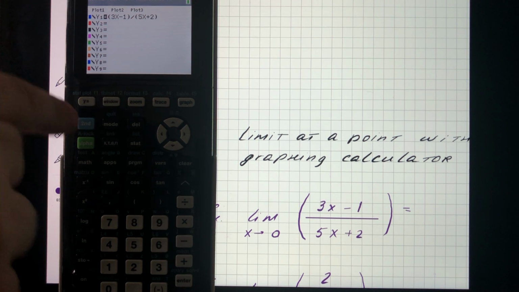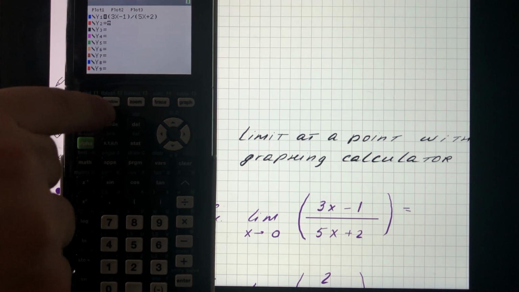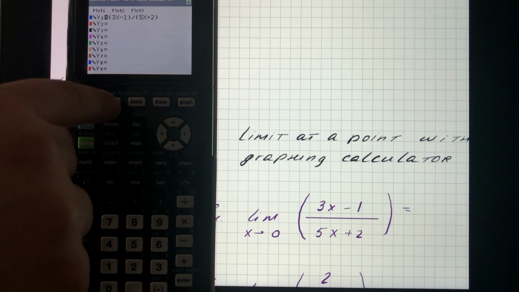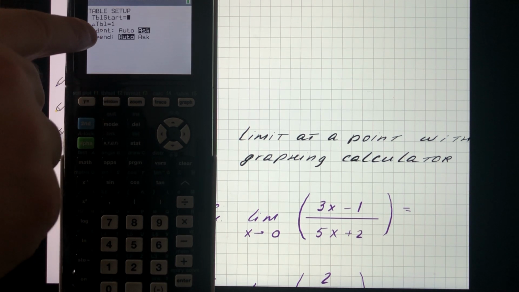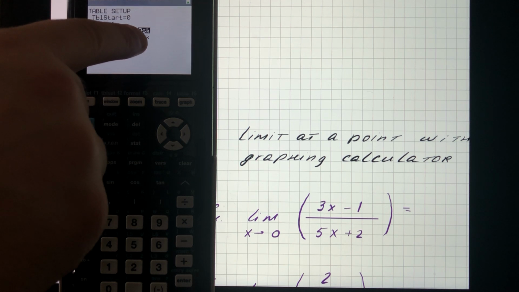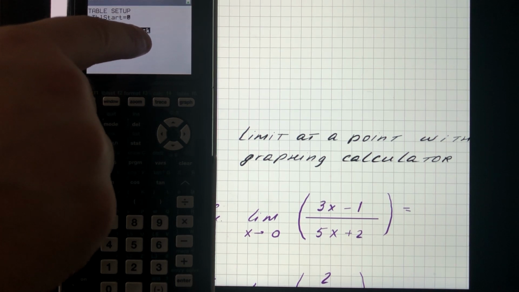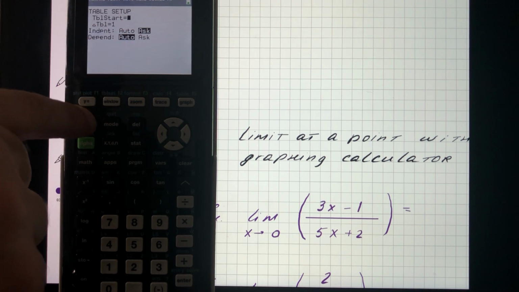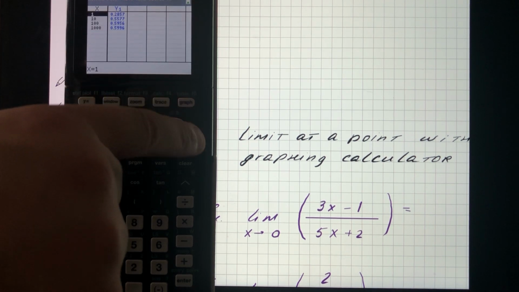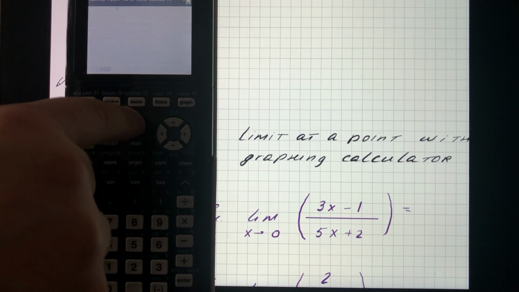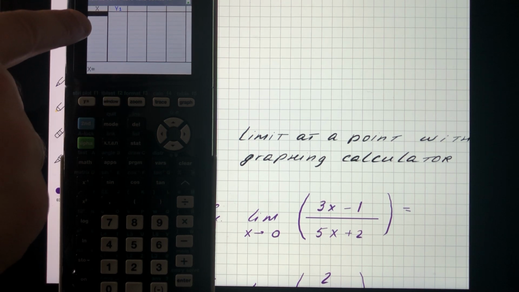So let's go to the table. And first, let's set the table so that the independent variable, which is x, is on Ask. That way, instead of scrolling by some number, like by ones, the calculator will be waiting for us to type in what x we want. And let's see what we get. So here's the table, and let's delete all of these values. We're trying to get very close to 0.